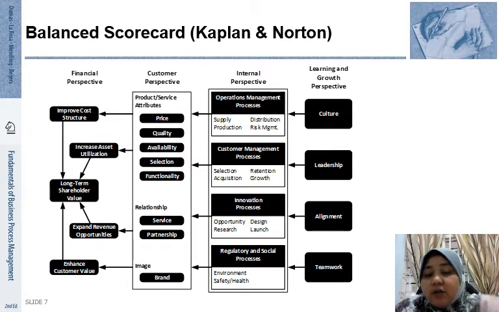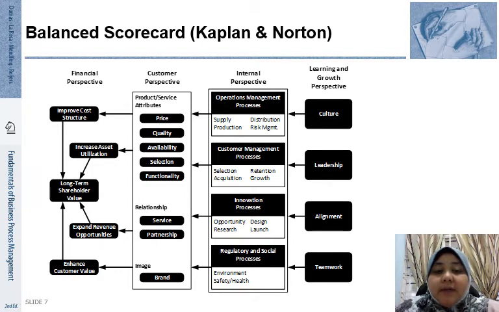That is contributed in the financial perspective. In the customer perspective, we have product or service attribute, its relationship, and images. Images is very subjective, right? It relates to corporate image, brand image, organizational image. So that is very related with the business value or customer value. We already talked about value in that chapter.